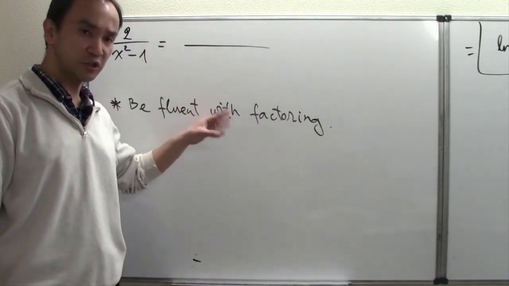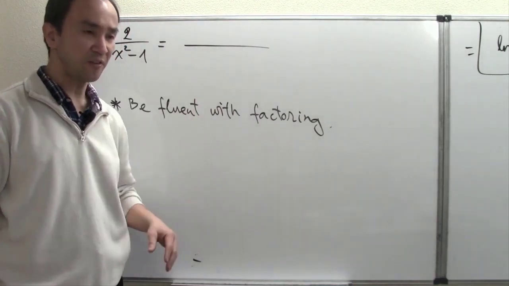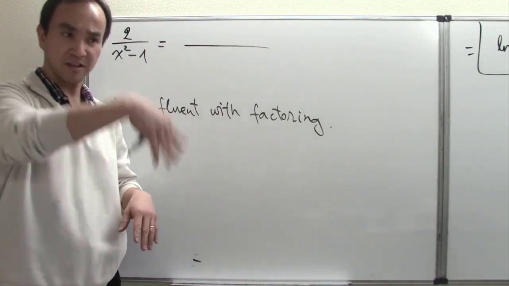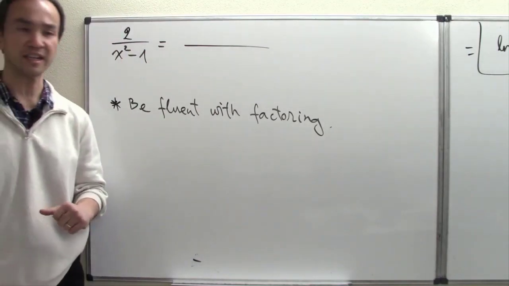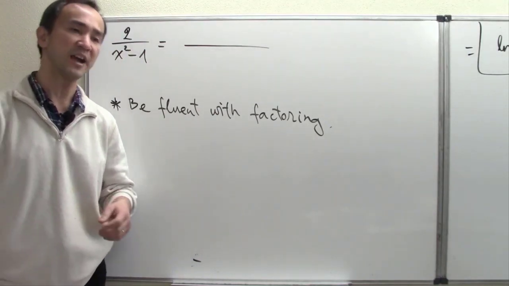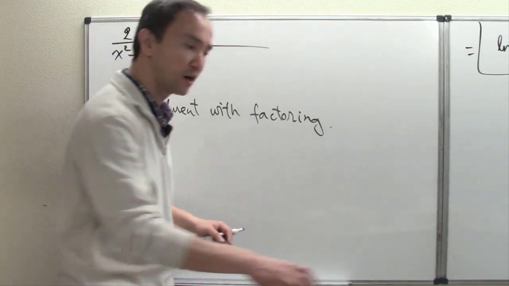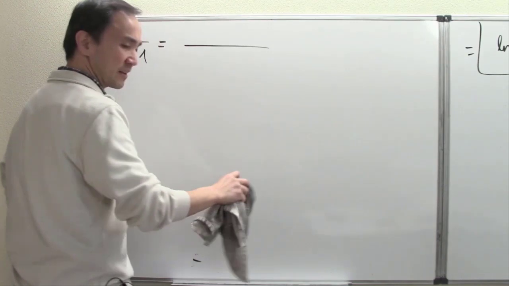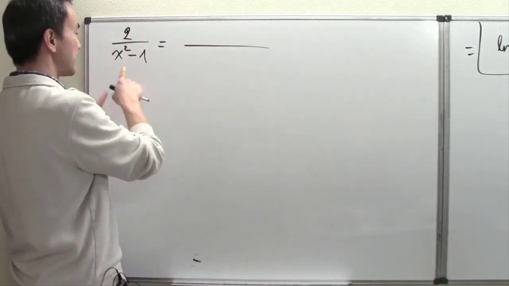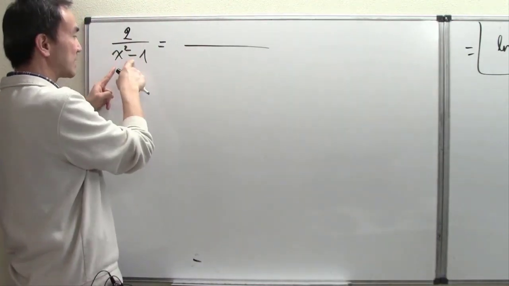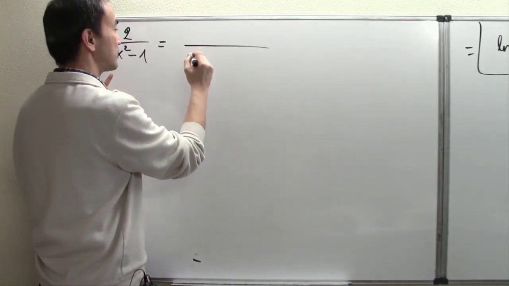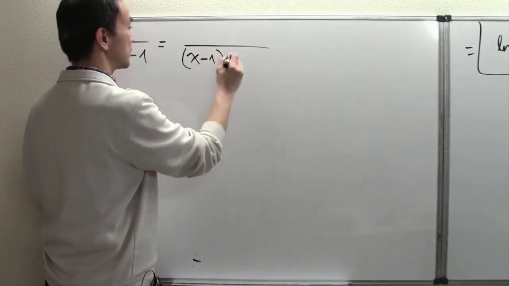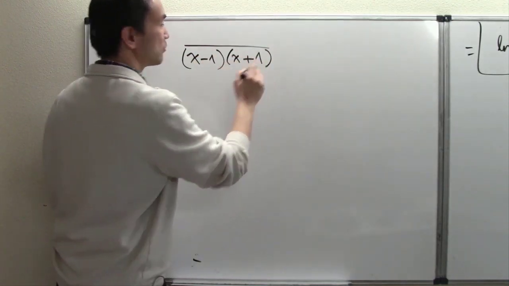If you're still shaky with factoring, keep working. Grab an elementary algebra textbook and keep reviewing your skill in factoring. They bring in all kinds of factoring methods. So you need to be fluent with factoring. With this one here, it's easy enough. x squared minus 1 is the difference of two perfect squares, right? So we factor that into x minus 1 times x plus 1. Are we good with that still?